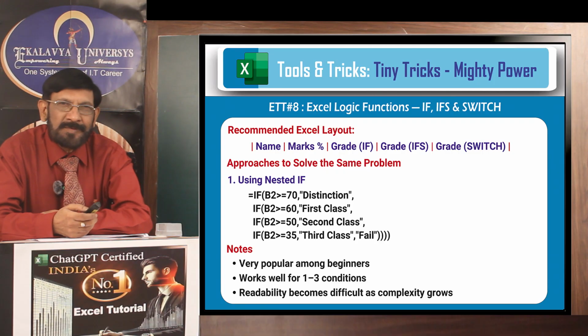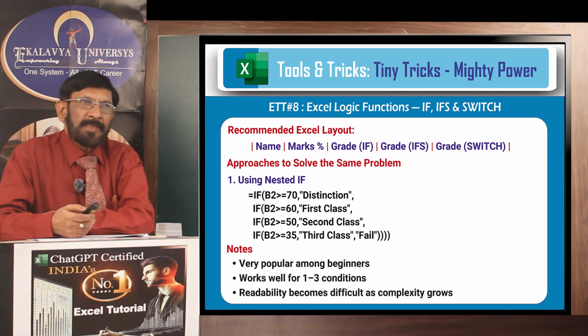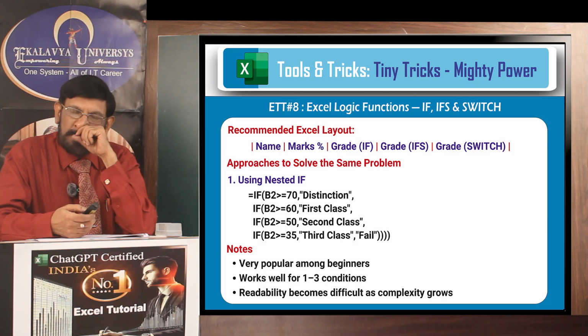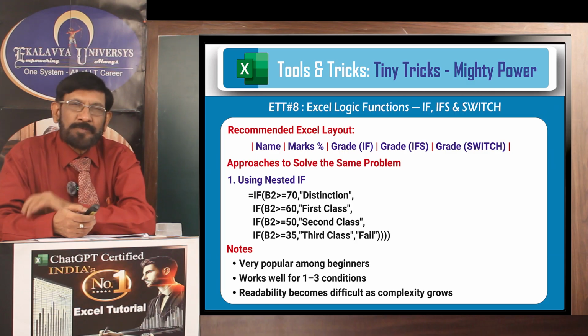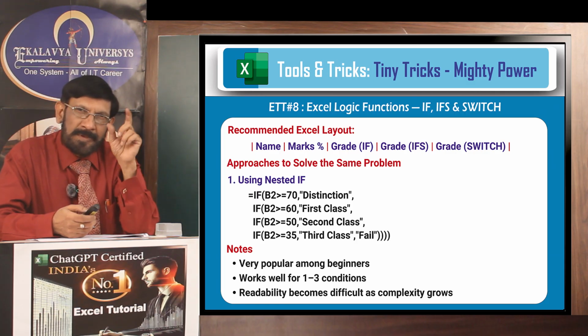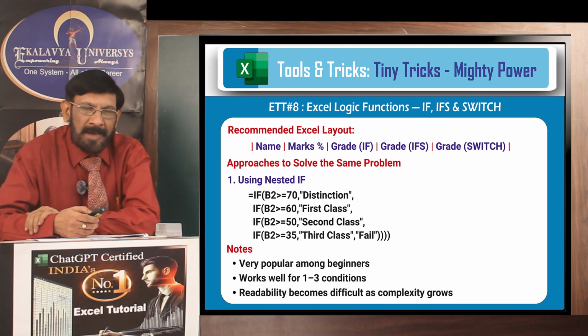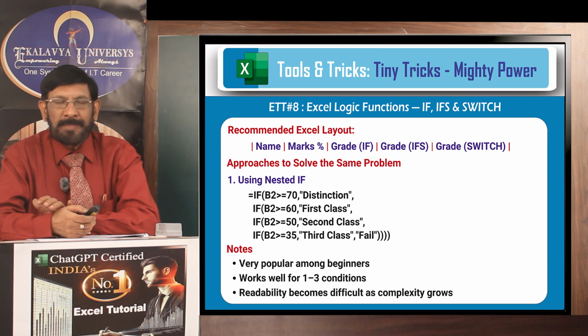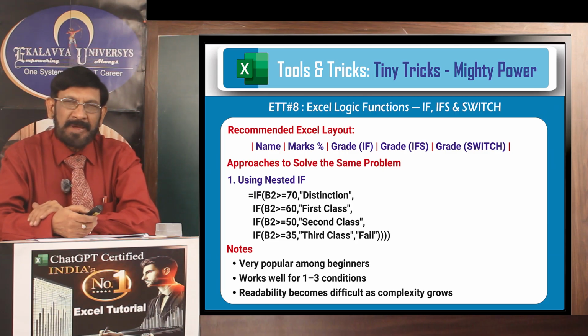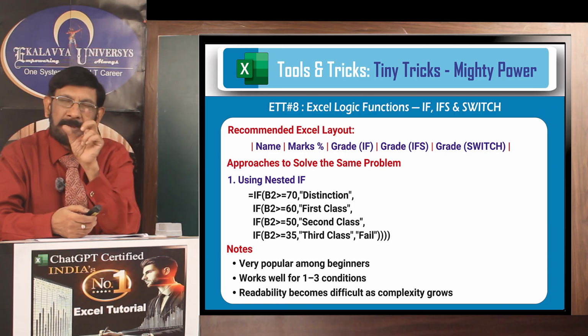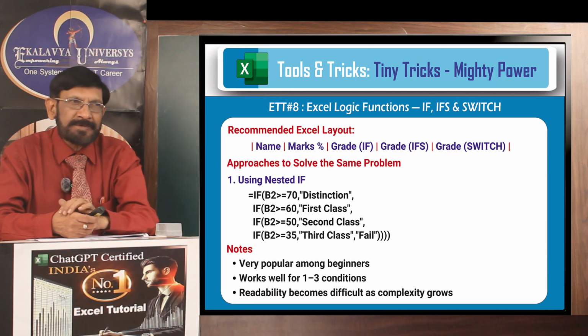Now you see, first we are writing if. How are we writing it? First condition, if B2. Assume that in B2 the student's marks or average marks are there. B2 is greater than or equal to 70, comma, distinction. As a string we are writing it. String means we are writing it in a pair of double quotes. That point you have to understand.